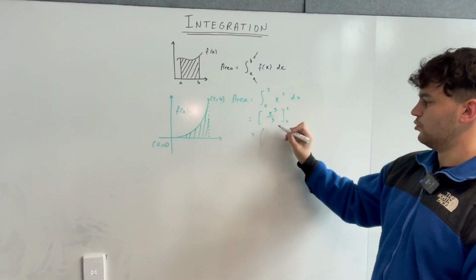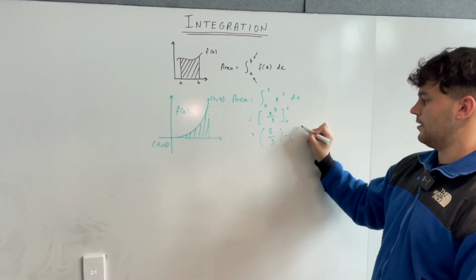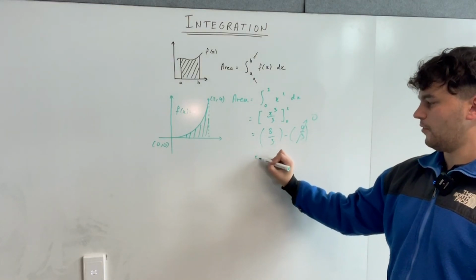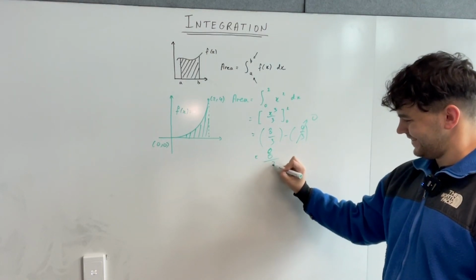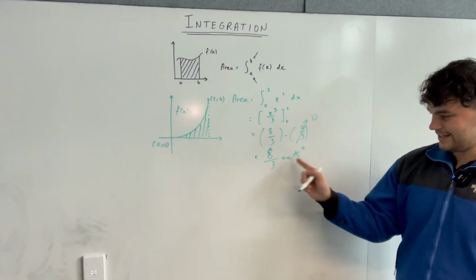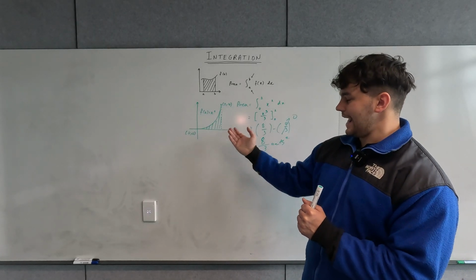So in this case, it's 2 cubed over 3. So 2 cubed is 8 divided by 3. And then we have 0 cubed over 3, which is obviously just 0. Therefore, we get 8 over 3 units squared. That is really messy units, but that says units if you don't believe me. So 8 over 3 units squared is the area underneath this curve.